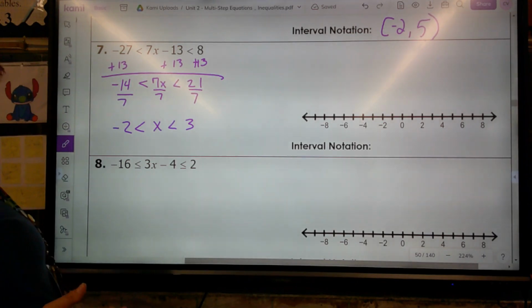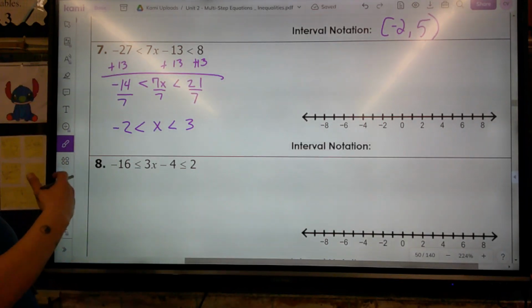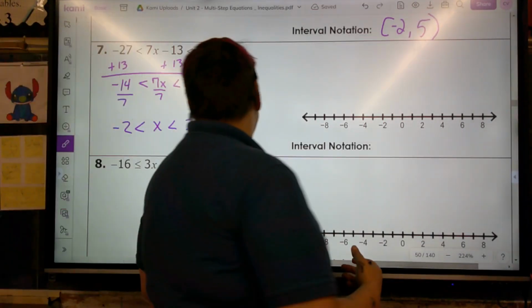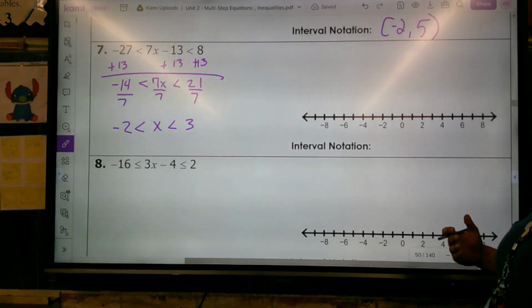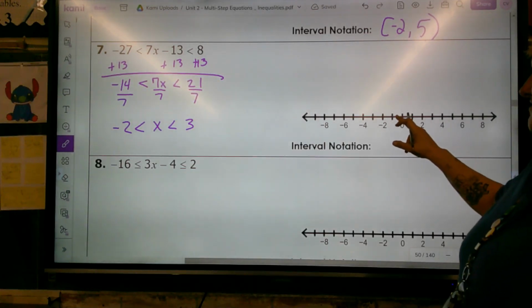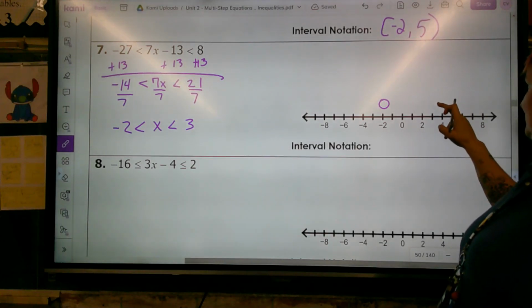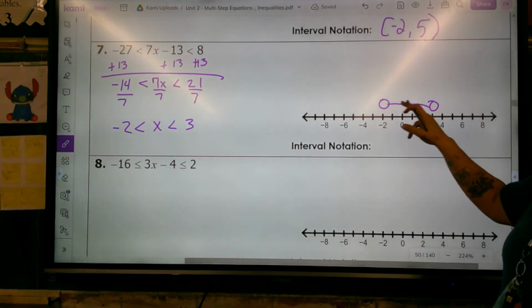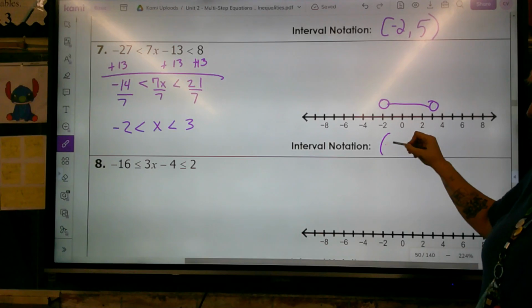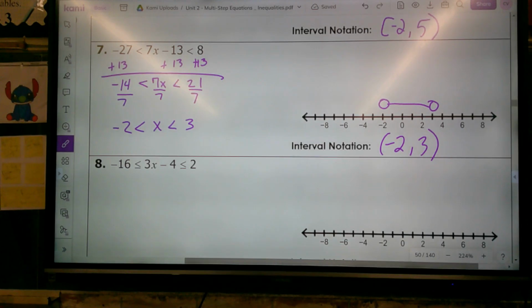You see how the steps to solving it are exactly the same? We're just doing it multiple times because this time we have two different inequalities. It's almost like you did it twice. Alright, so x is greater than negative 2, open circle, and it's less than 3, open circle, and then you connect them. And because they're both open circles, it's going to be parentheses on both of them.